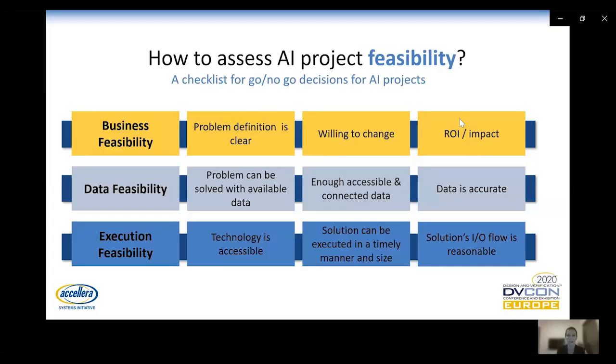AI technologies need to be introduced into the environment. You need to make sure that you have the ability to deploy them, to execute them in a timely manner from a size perspective, and you have the required IO. As I said, the training phase can be quite heavy. So you need to make sure that you have all of the resources that you need in order to be able to execute it at scale in production, and of course to maintain it over time.